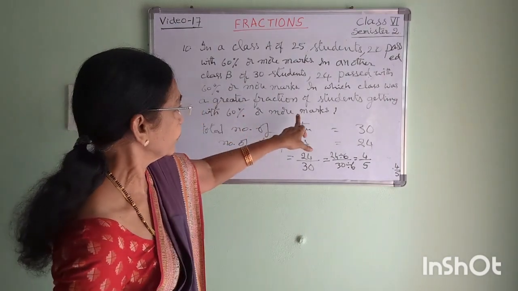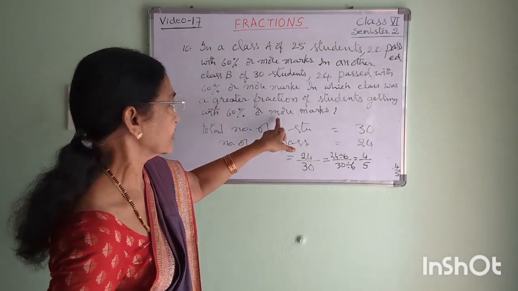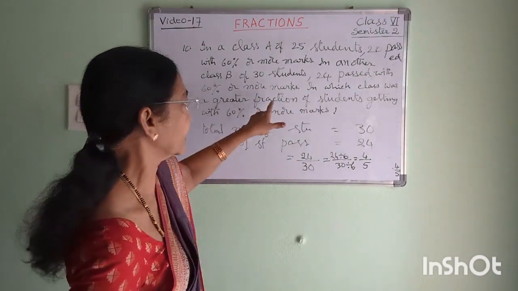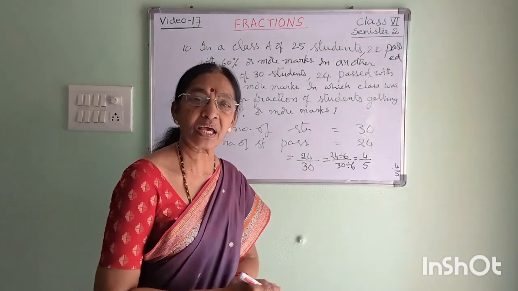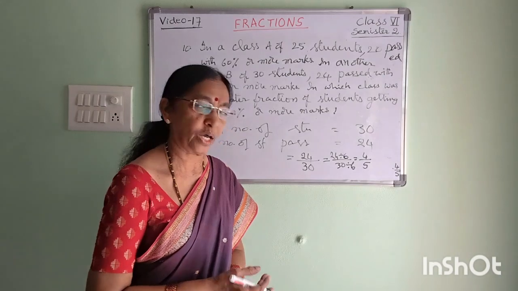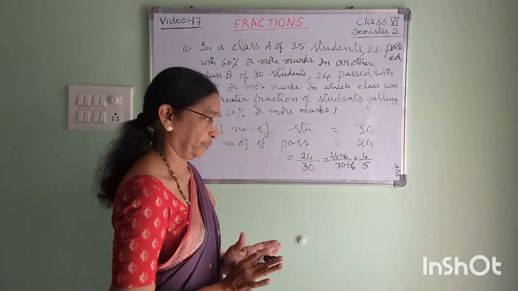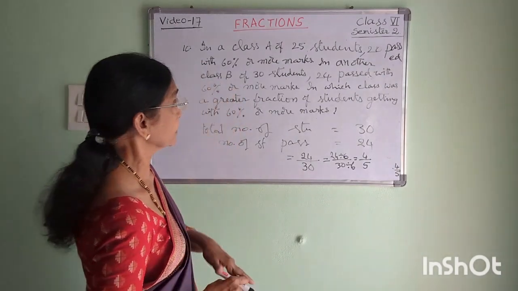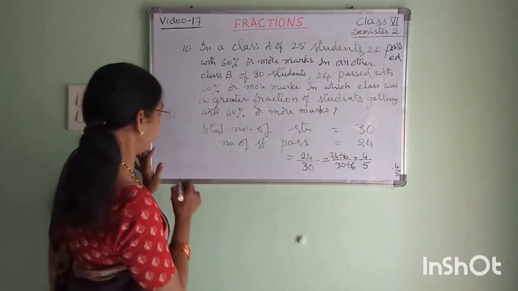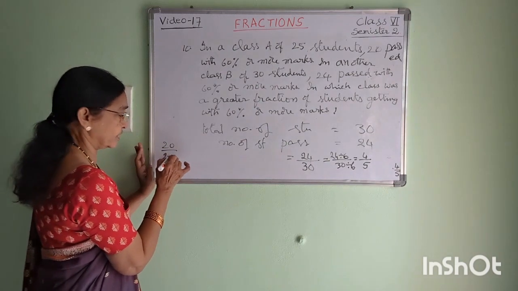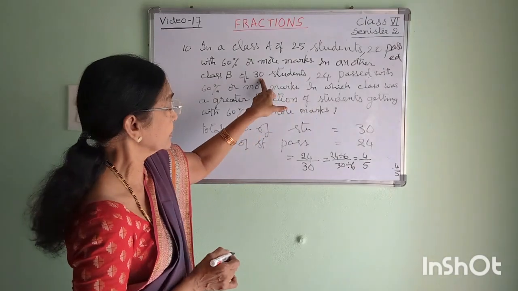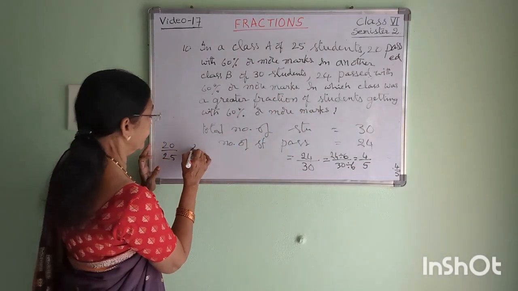Therefore, which class got more marks? In which class was the fraction greater? Both the classes have the same fraction of students passed with 60% or more. So let us revise it. 25 students, 20 have passed. So 20 by 25, the first fraction. And in the next, 24 passed in the class of 30. So 24 by 30.